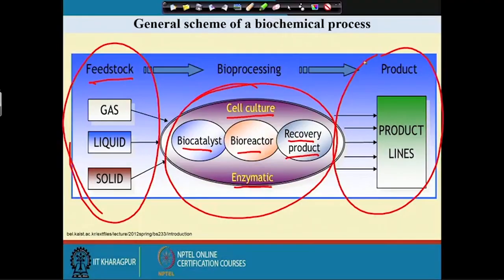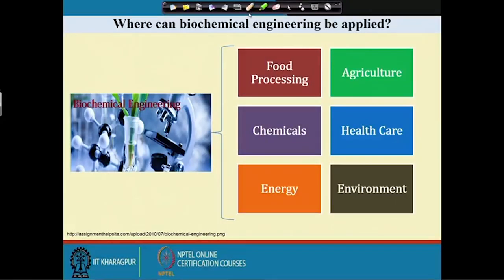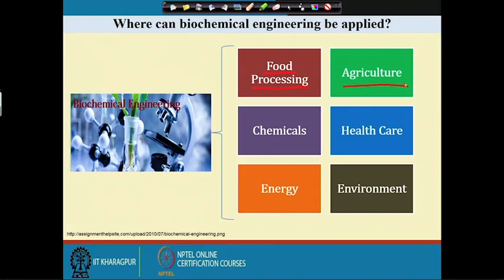Upstream processing feeds the raw materials to the process, and downstream processing mainly deals with the purification of products. Now, biochemical engineering principles can be applied in different areas. For example, food processing. I already explained how it is used in food processing. I have given the example of the cheese making industry and the sauerkraut. Then agricultural production, which we largely use. For example, I can give the example of bioinsecticides.